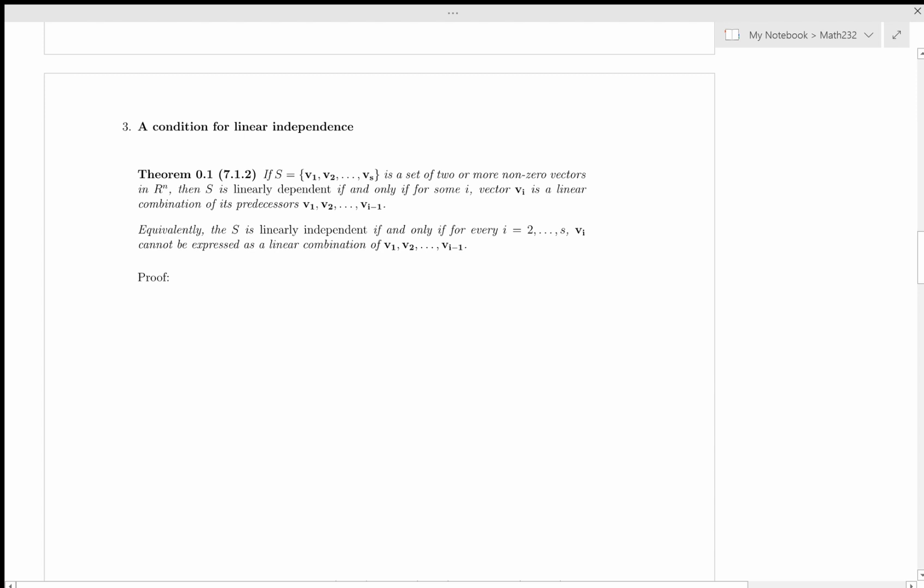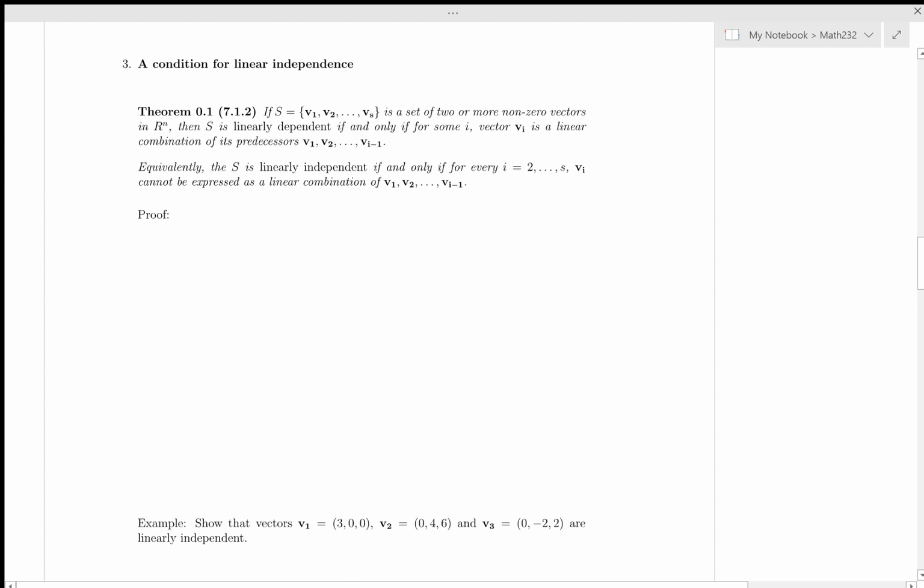Let's get a theorem in here. If we have some set of vectors, here's our set S, and there's our vectors v1 through vs, a set of 2 or more non-zero vectors, then S is linearly independent if and only if, for some i, vector vi is a linear combination of its predecessors. Okay, we'll just prove this.